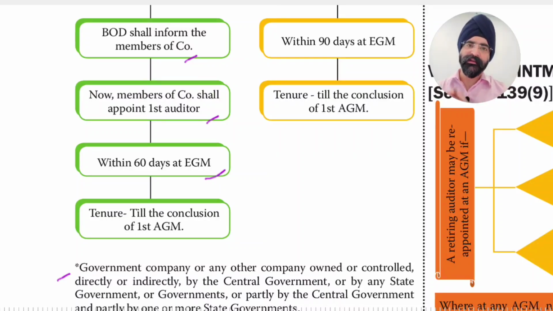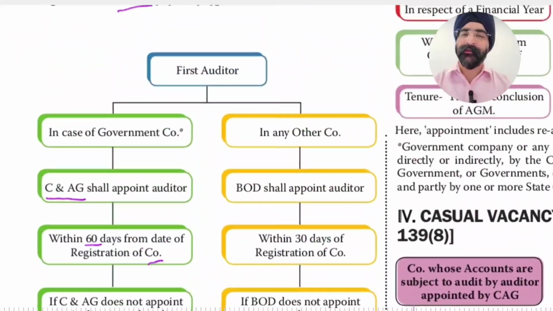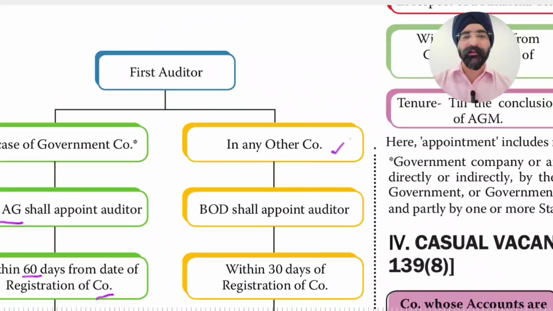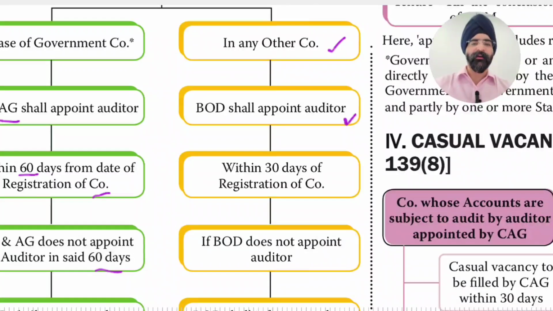So the first 60 days from incorporation is given to the Comptroller and Auditor General. Then the next 30 days is given to the board of directors. Then the next 60 days is given to the shareholders of the company to appoint the first auditors in the extraordinary general meeting. Tenure. Now the tenure of the first auditor shall be till the conclusion of the first AGM. So the first auditor shall hold office till the conclusion of the first AGM. This is common. Now apart from government companies, in other companies, the board shall appoint the auditor within 30 days of registration of the company. So in how much time is the first auditor to be appointed?